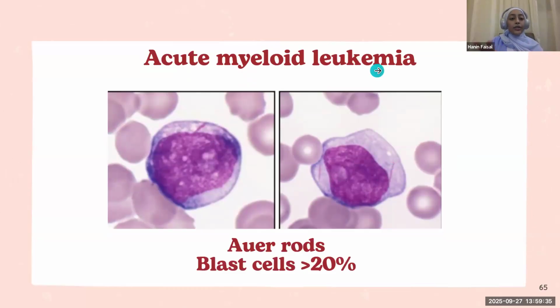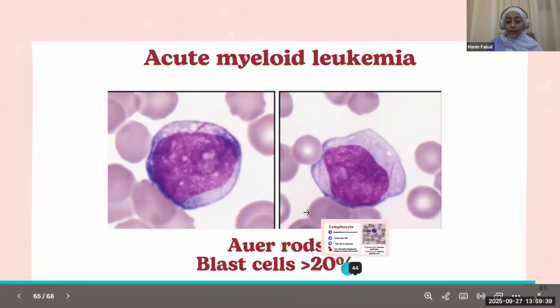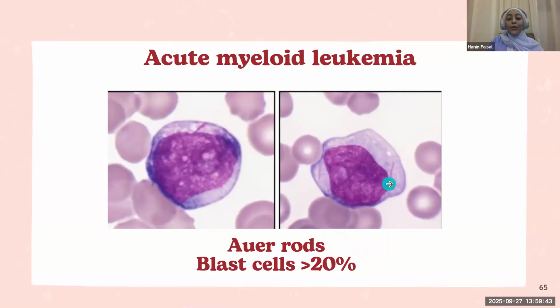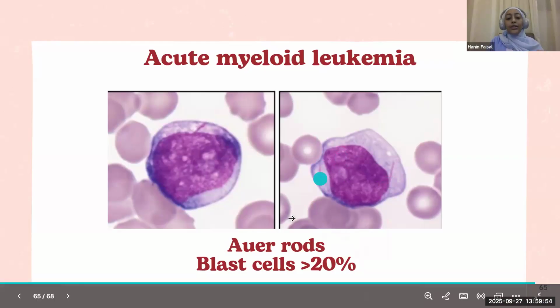So two characteristic things of acute myeloid leukemia. Leukemia is the cancer that arises from the bone marrow. Acute means the blast cells are more than 20%. And in acute myeloid leukemia, you can see those Auer rods. This question is most likely coming in OSPE or even in MCQ. They might give you this picture and ask what the characteristic of this is, and you say Auer rods. This is really important to know. Auer rods.